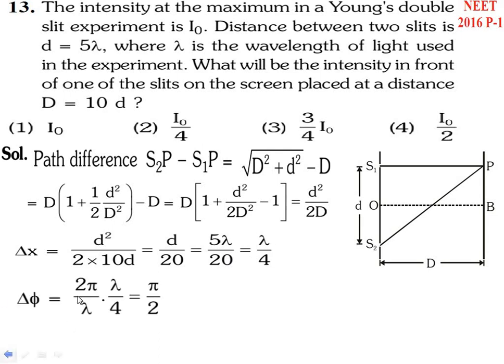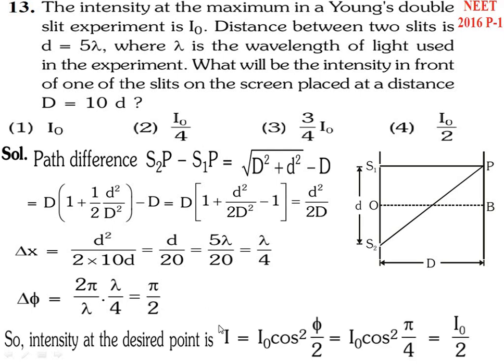Therefore, the phase difference is equal to 2 pi by lambda into path difference. So it becomes 2 pi by 4, which is equal to pi by 2. Therefore, intensity at the desired point is I is equal to I0 into cos square of phi by 2, which is I0 into cos square of pi by 2 by 2, that is pi by 4, which is nothing but equal to I0 by 2. So option is the fourth one, I0 by 2.